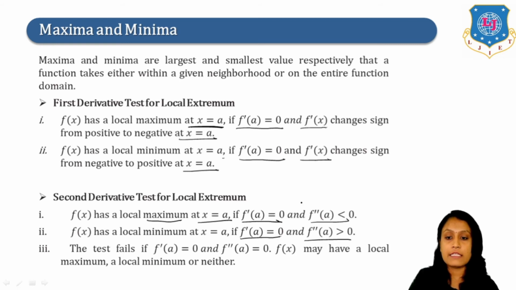For less than 0 we have local maximum, and the test fails if f'(a) is equal to 0 and f''(a) is also equal to 0. So we can say that f(x) may have a local maximum or a local minimum or neither. Now for solving the example we will use this second derivative test.